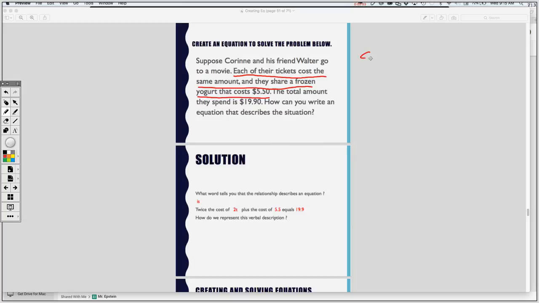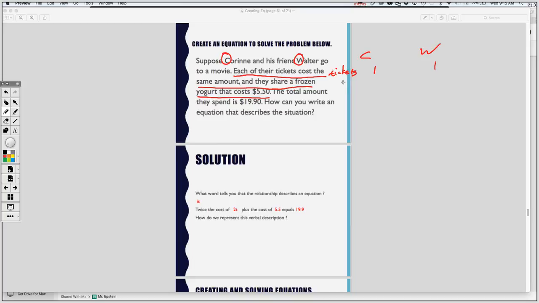Let's see if we can make it based on people. So Corinne and Walter, right? What do you know about the tickets? How many tickets are you going to buy? Okay, so one for Corinne, one for Walter. All I'm doing is trying to present the information in a different way. If you organize it and get away from so many words, sometimes that helps. So we know that you're going to buy one ticket, one ticket. They're going to share a frozen yogurt that costs $5.50.